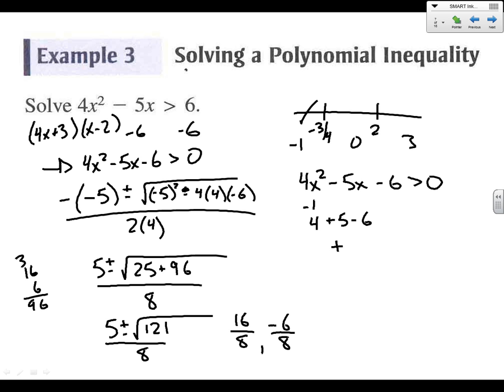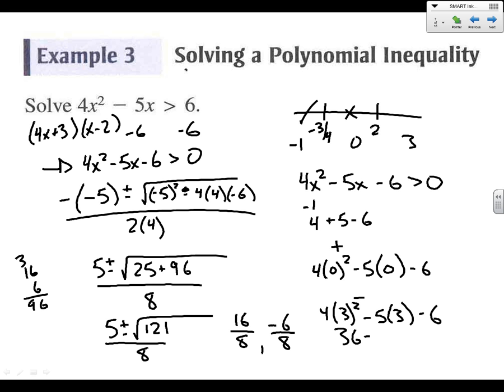So we like it. Let's plug in 0. 0 squared is 0 minus 0 minus 6. That's negative. That is not greater than 0. Don't like it. And let's plug in 3. 3 squared is 9. 9 times 4 is 36. Minus 15 minus 6. That's going to be a negative number right there. And so we do not like that one. No good on example 3.